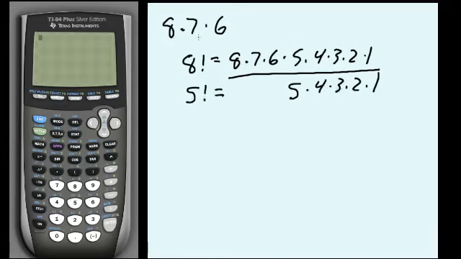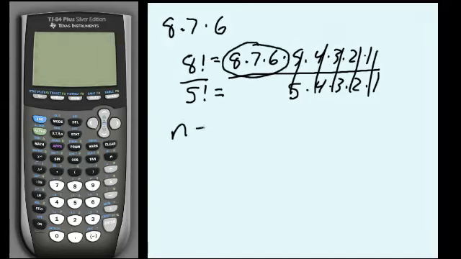So we could have gotten this exact same answer, 8 times 7 times 6, by dividing 8 factorial by 5 factorial. The 5's divide to give us 1, the 4's divide to give us 1, and so forth, so all these things just give us 1, and we're just left with 8 times 7 times 6. So what we have on the top is the number of teams, and we're going to call that n. n is the number of objects. And then we're going to call r the number of objects to be selected.